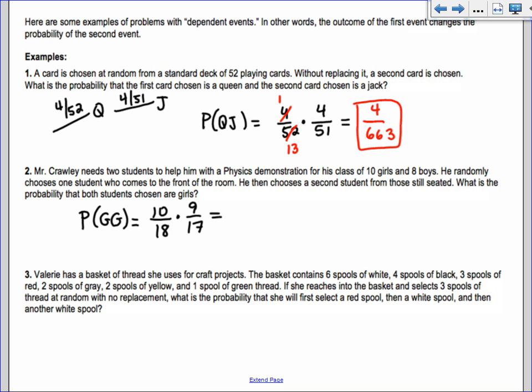Okay, so we're going to have 10 out of 18, so it reduces to 5 over 9. It looks like the 9s would reduce, so we get 5 over 17 as our answer.